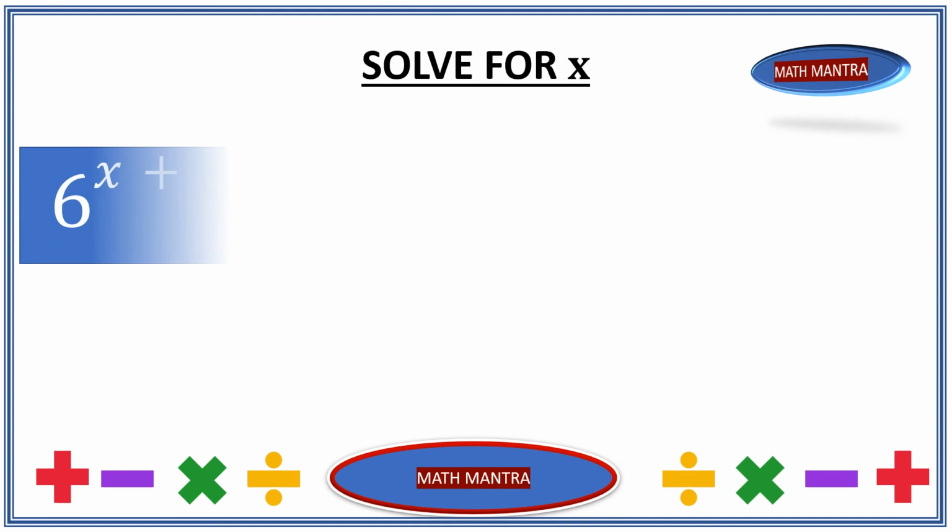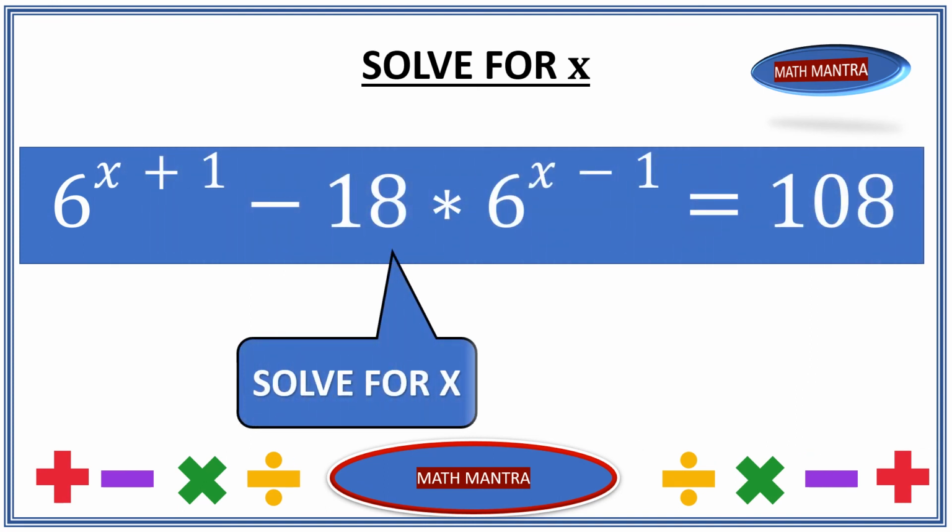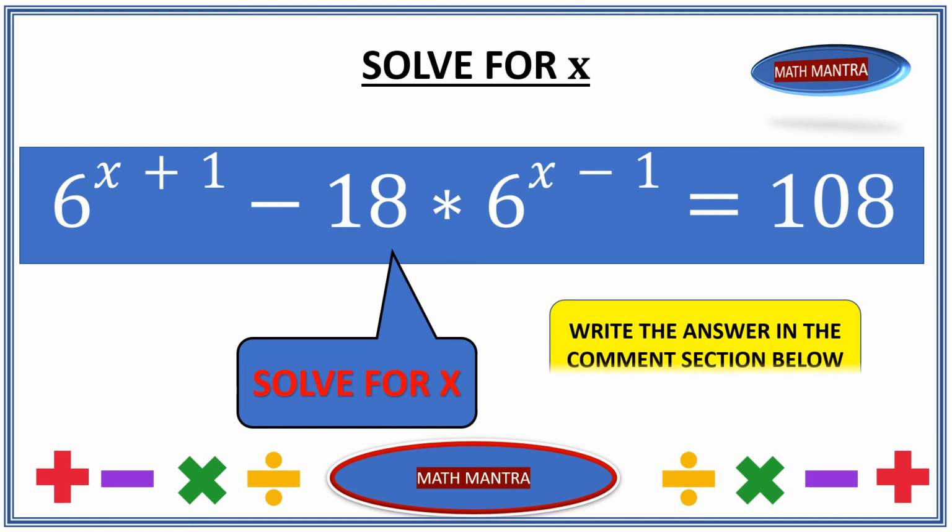Now here is another problem on the screen. This is the same step-by-step process you can use, the one that we already showed how to go about solving the problem during this video. So why don't you apply both methods, one by one? Pause the video, look at the screen, look at the question, which is 6 to the power of x plus 1 minus 18 times 6 to the power of x minus 1 is equal to 108, right? And try to solve the problem.